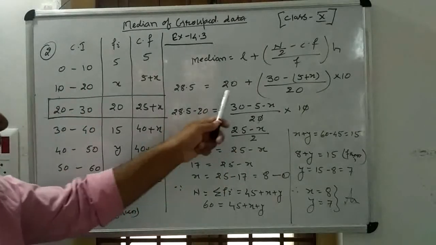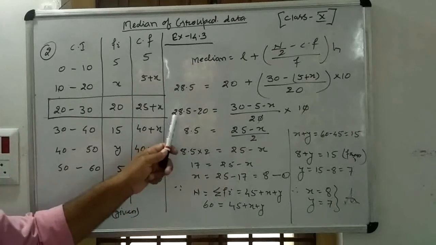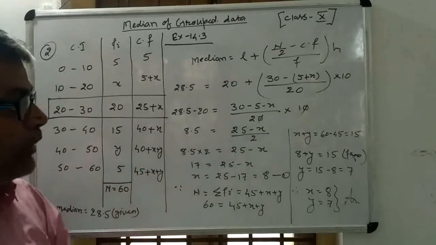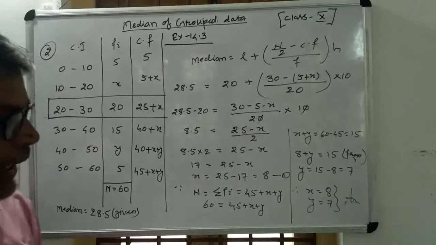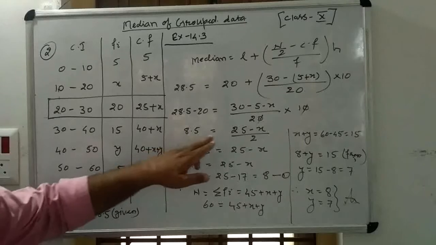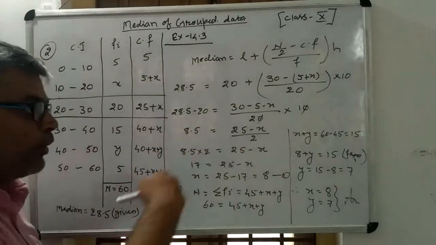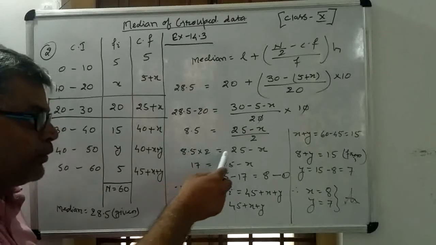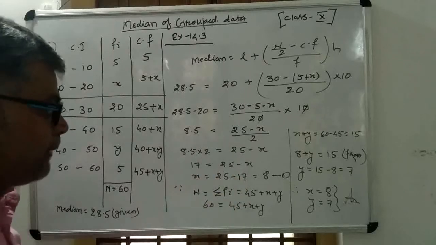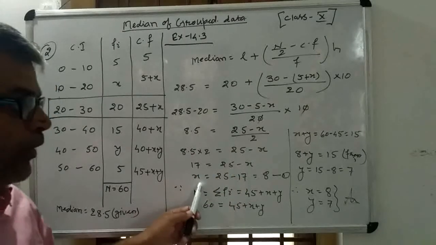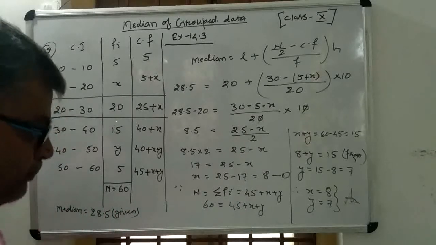After simplifying, when we transpose this 20 to the LHS, it becomes 28.5 minus 20 equals (30 minus 5 minus x) by 20 into 10. The zeros get cancelled. So we have 8.5 equals (25 minus x) by 2. After performing cross multiplication, 8.5 into 2 equals 25 minus x. So 17 equals 25 minus x. So we got the value of x equals 25 minus 17, which is 8.